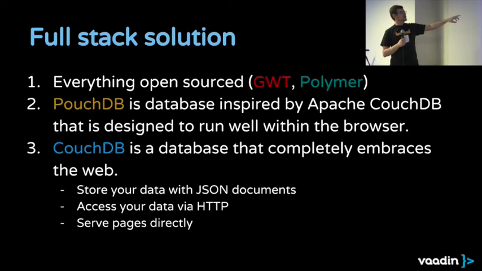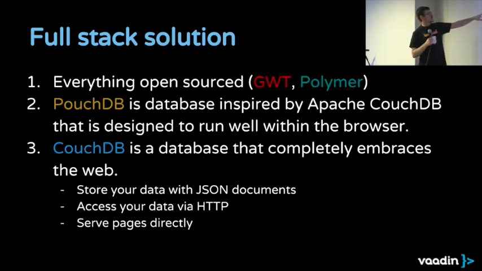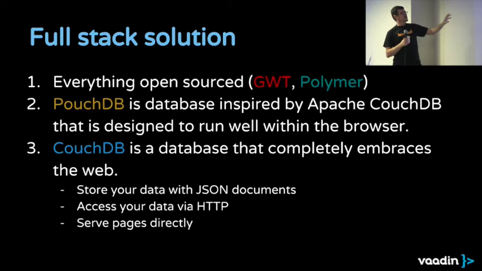PouchDB is a database inspired by Apache CouchDB. CouchDB is a database that completely embraces the web, so it stores the data in JSON, is accessed via HTTP, and is able to serve pages directly. What PouchDB has done is copy the CouchDB specification, so they are able to create the same database but in JavaScript. So PouchDB can be run directly in the browser. It's a lightweight database. So you don't have to change your code using PouchDB and CouchDB when you go to your backend.